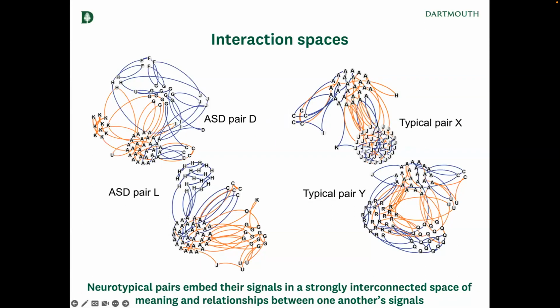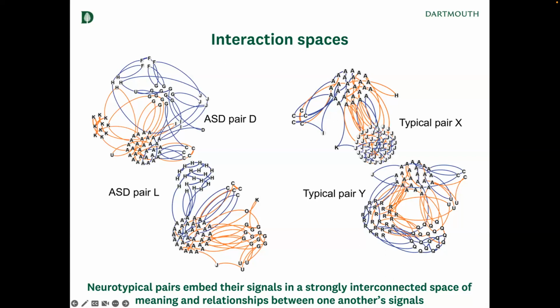We also found that neurotypical pairs, unlike autistic pairs, embed their signals in an interconnected space of meanings between signals. Let me unpack that here. Here there are 4 interaction spaces from 4 different pairs. We've got 2 neurotypical pairs on the right and 2 autistic pairs on the left. Each blue trace connects the behaviors produced by player 1 of the pair. The orange line connects the behaviors produced by player 2 of each pair.